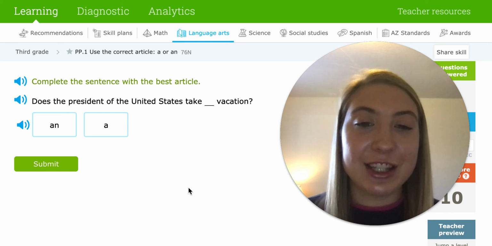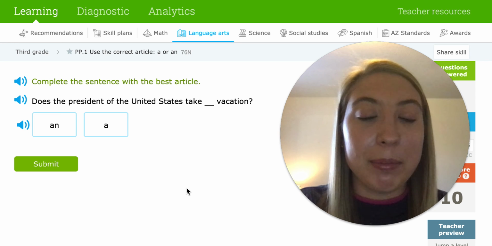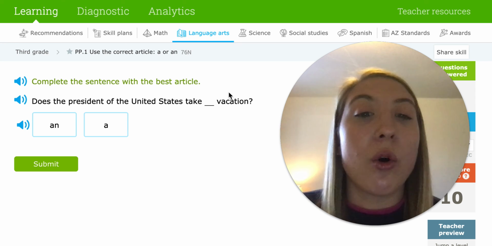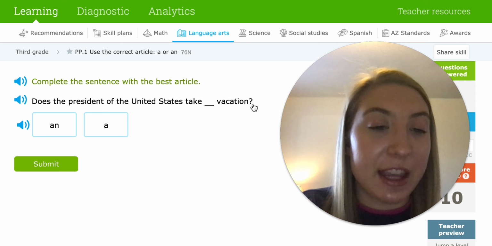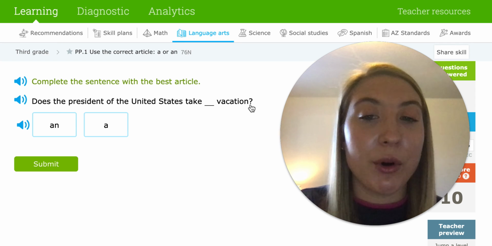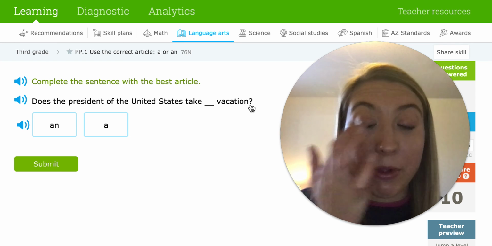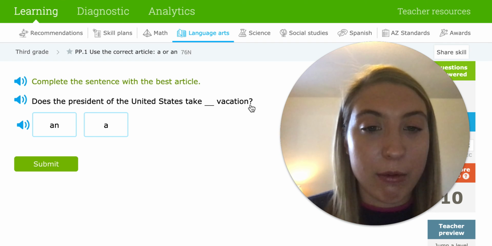All right, and let's do this one together as well. Does the President of the United States take blank vacation? So I'm going to look at the word right after my article adjective, which is vacation. So that's what we're talking about. Remember, if you feel comfortable, read both words in the blank and see which one makes sense, if you can do that by hearing. But we're going to look at what we learned.